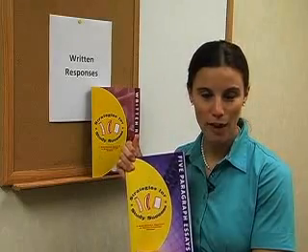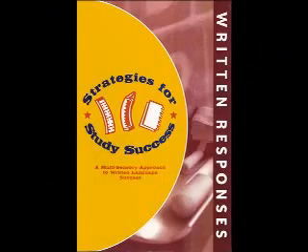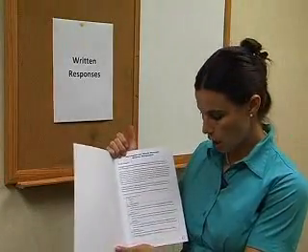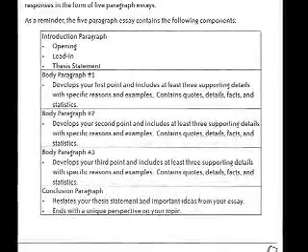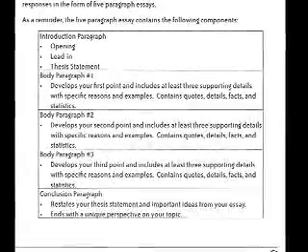Now that we have a background of the key elements to a 5-paragraph essay, we're ready to take a look inside the Written Responses book. The Written Responses book begins with the review of the key elements of a 5-paragraph essay. On page 1, the book reviews what a 5-paragraph essay is made of, which is the introduction paragraph, 3 body paragraphs, and a conclusion paragraph.